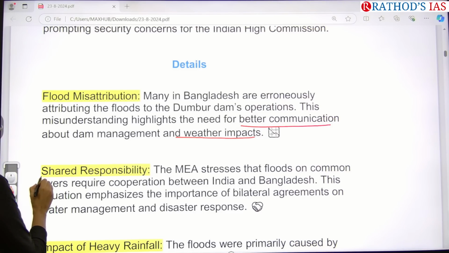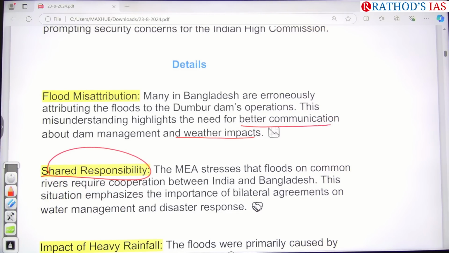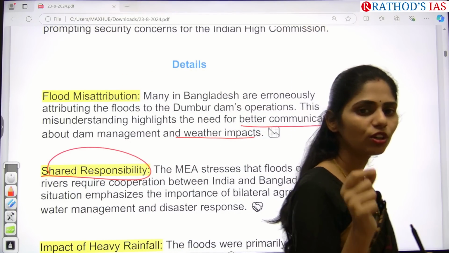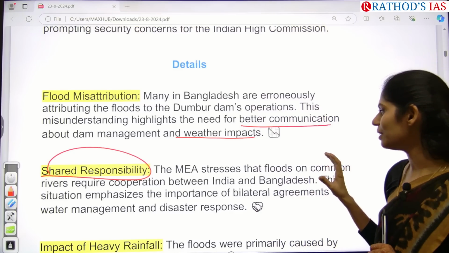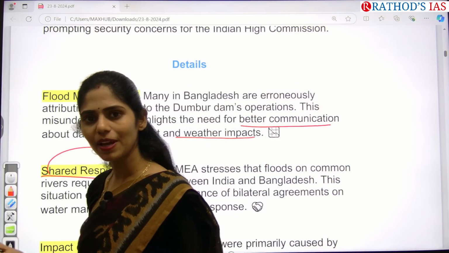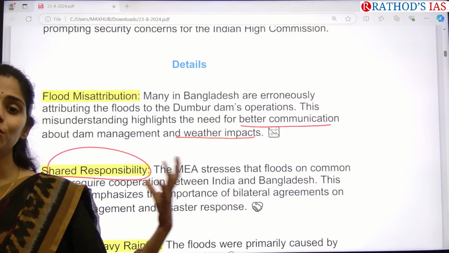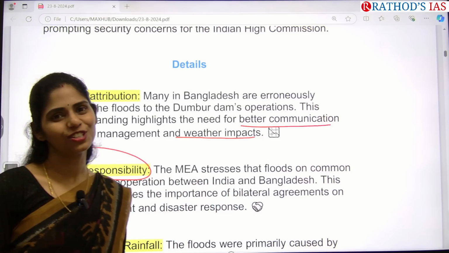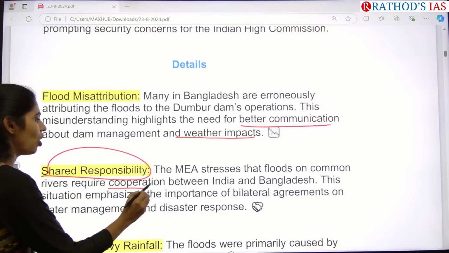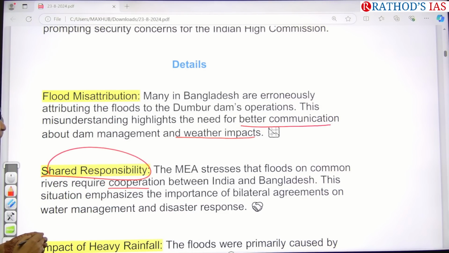And the next one is shared responsibility. Whenever rivers are flowing between two countries, it is the responsibility of those two countries regarding proper management. If those two countries are friendly, they will obviously have good cooperation. If those two countries are enemy countries, there will be no proper cooperation. So we have to focus on the cooperation between India and Bangladesh, and on bilateral agreements regarding water management and even disaster response.